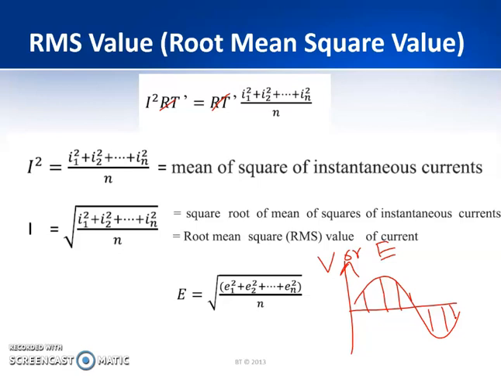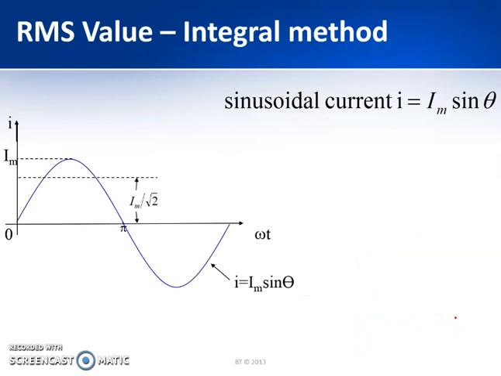waveform. Now, when the waveform equation is known to us, or we can write a mathematical equation for a waveform, then we won't be going ahead with the mid-ordinate method. We will be using the integral method. Now, this is a waveform, and this waveform is a current waveform, which is sinusoidal, and I is given as Im sin theta.